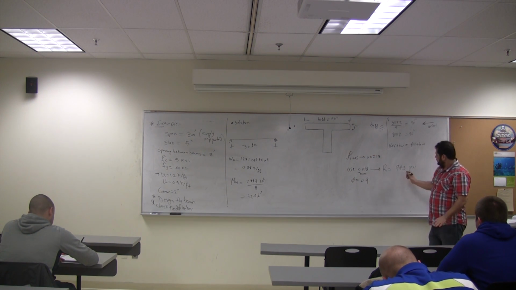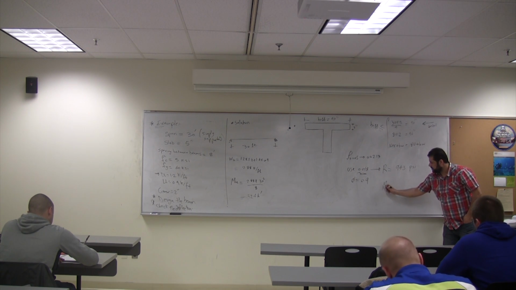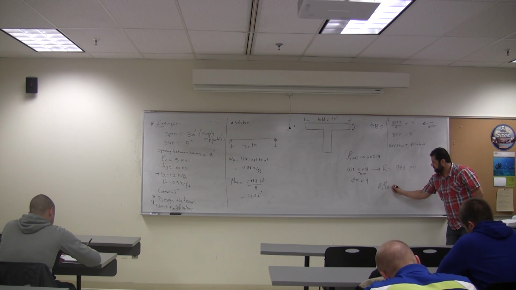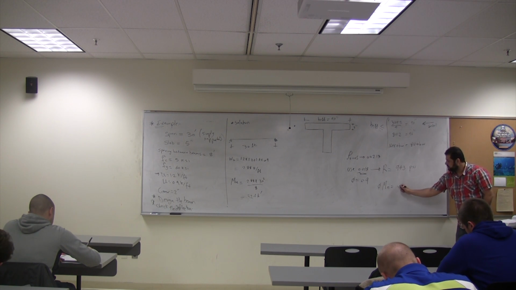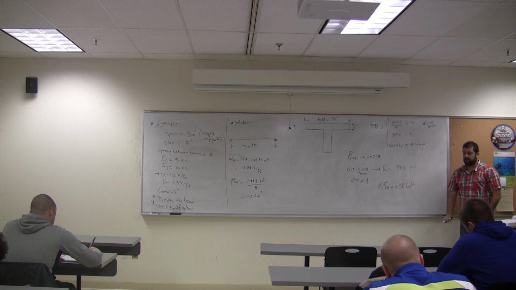Okay? Now, do you remember this formula? Pmn equals 0.9 R bd squared.